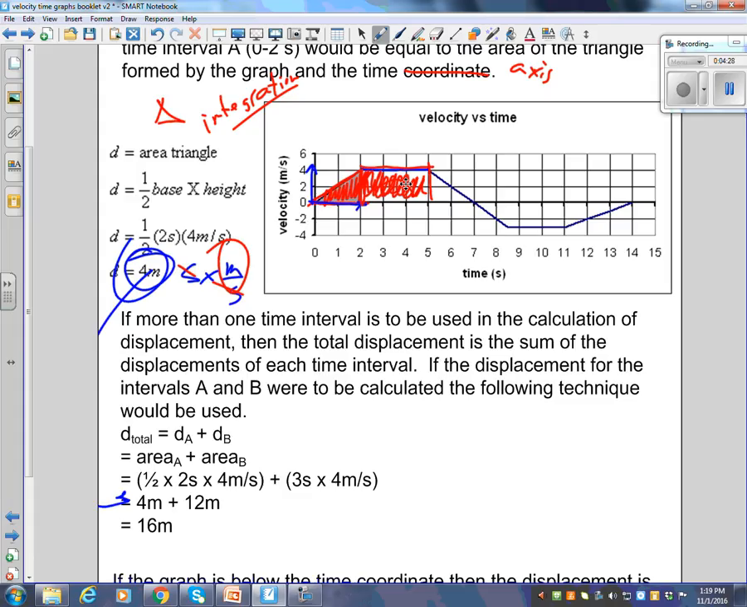Base times height, says Connor. He's right. Or length times width, right? Same idea. Base times height. So what is the base? Well, it's from 2 to 5, which is a base of 3, and the height goes up to 4, and 3 times 4 is 12. Which means my total displacement, my total area of red, is 16 meters.